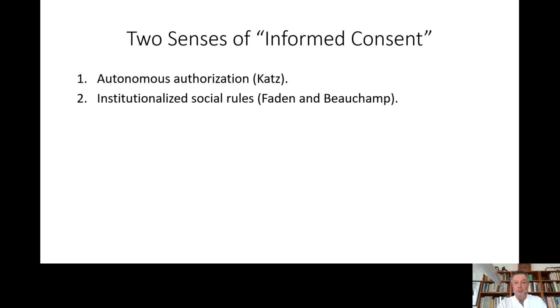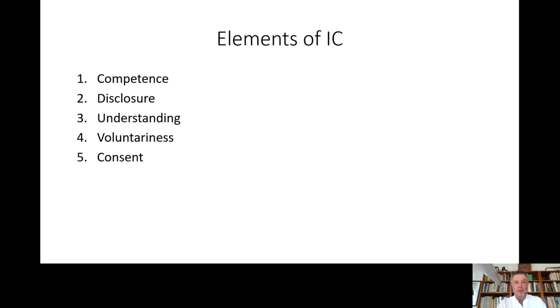They will argue for informed consent in terms of institutionalized social rules, which includes a procedure involving a form and a signature. But the form and the signature are merely vehicles for having something else. Elements of informed consent include competence, disclosure, understanding, voluntariness, and consent. And most of the rest of our discussion will revolve around these five elements.